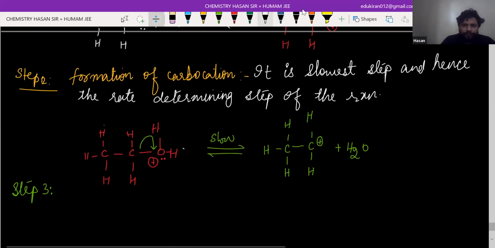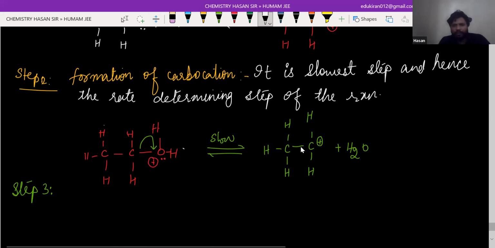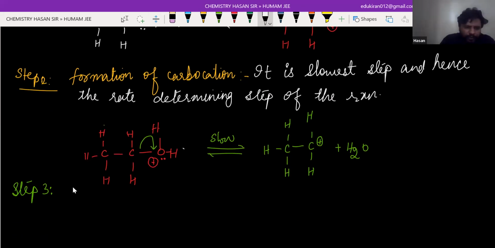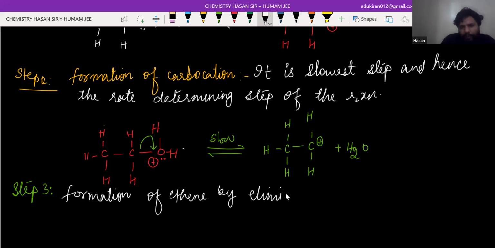Yes, sir. Okay, so in the final step, what will happen is very simple. Formation of alkene will take place. Formation of alkene, here it will be ethene, by elimination of proton.